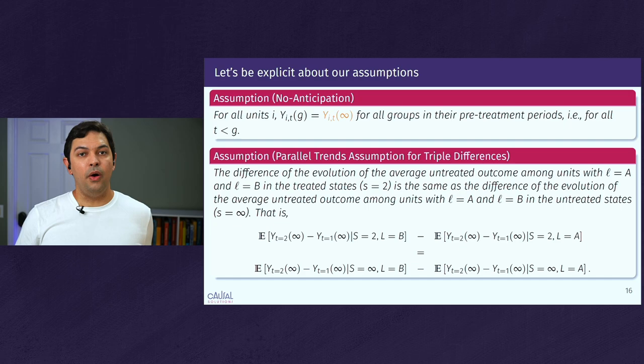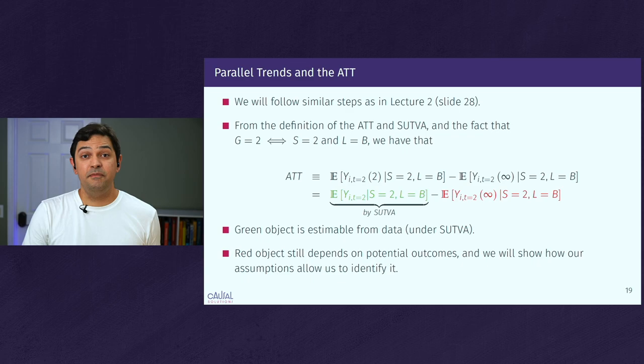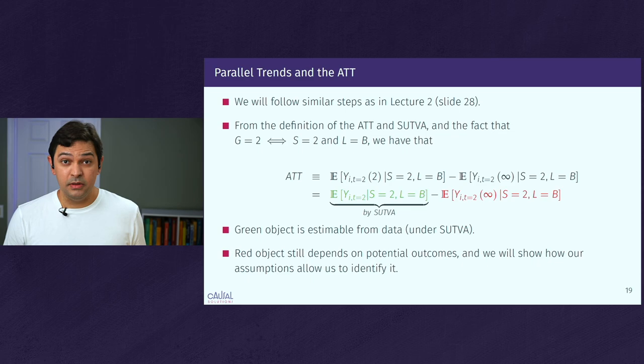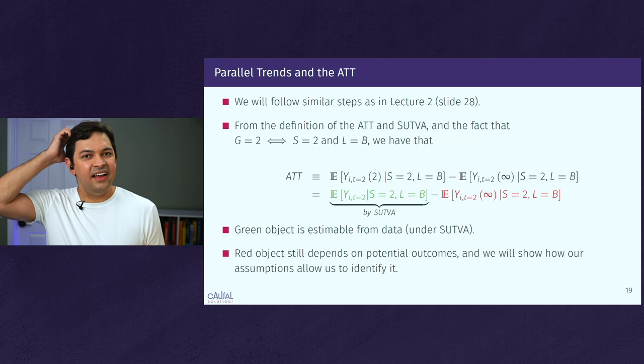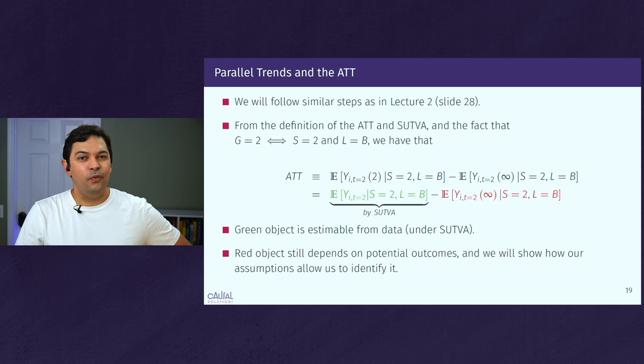And these are the kinds of steps that we have been doing in this course many times, right? We started this game of seeing how assumptions help us identify what we care about since lecture 2. So this is a good opportunity to go check lecture 2, slide 28, and say, yeah, I remember, we did this for the simple 2x2 case. What I'm going to advocate now is, let's do this again. Let's embrace the same kind of game and see how our assumptions are going to help us identify what we care about.